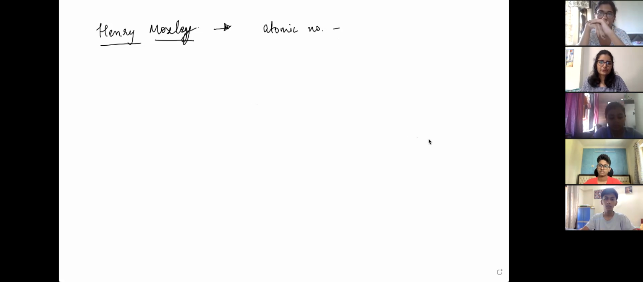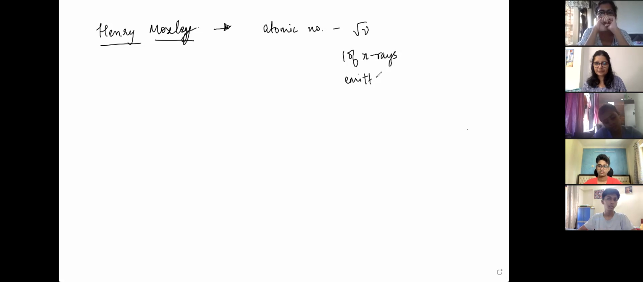Yeah. So the atomic number is the more fundamental property, and he said that the square root of the frequency of the X-rays emitted by the element is directly proportional to its atomic number. So thus you don't need to worry.